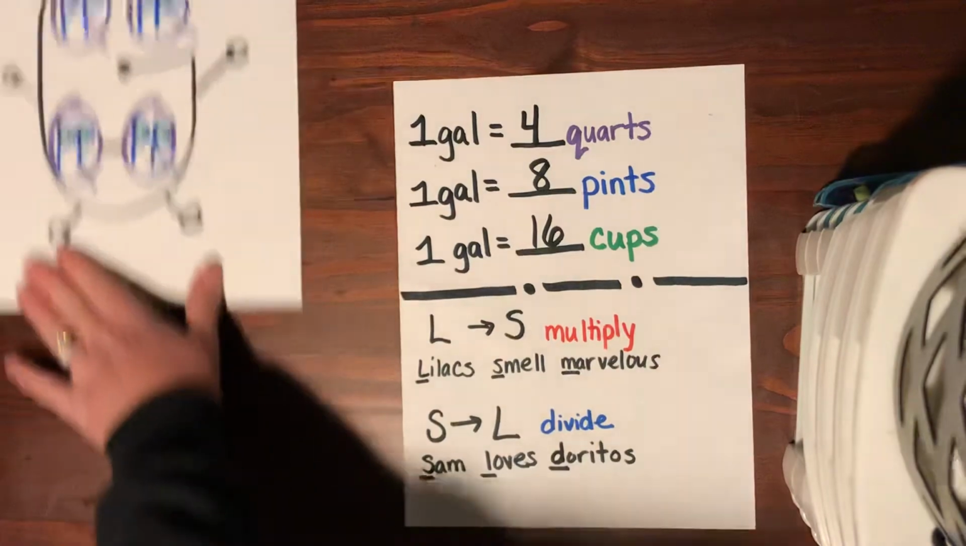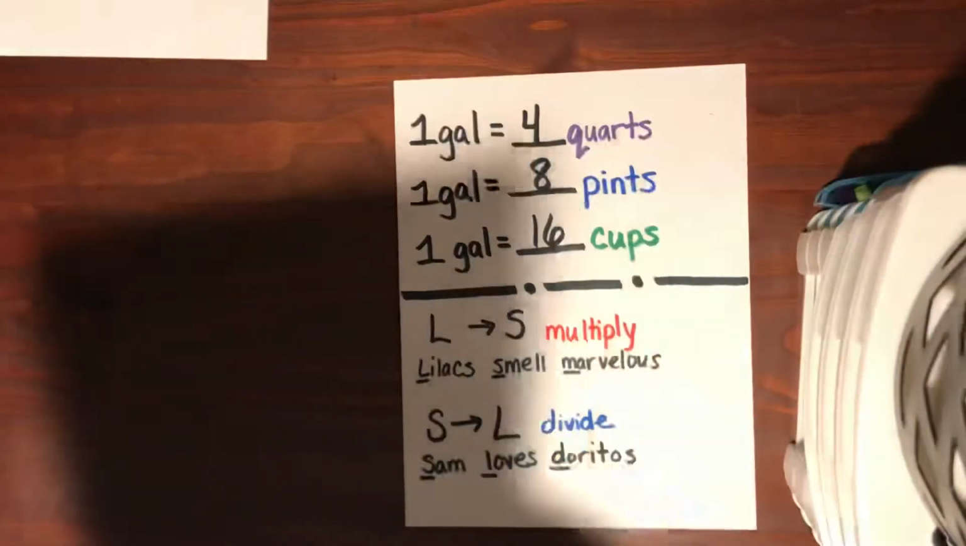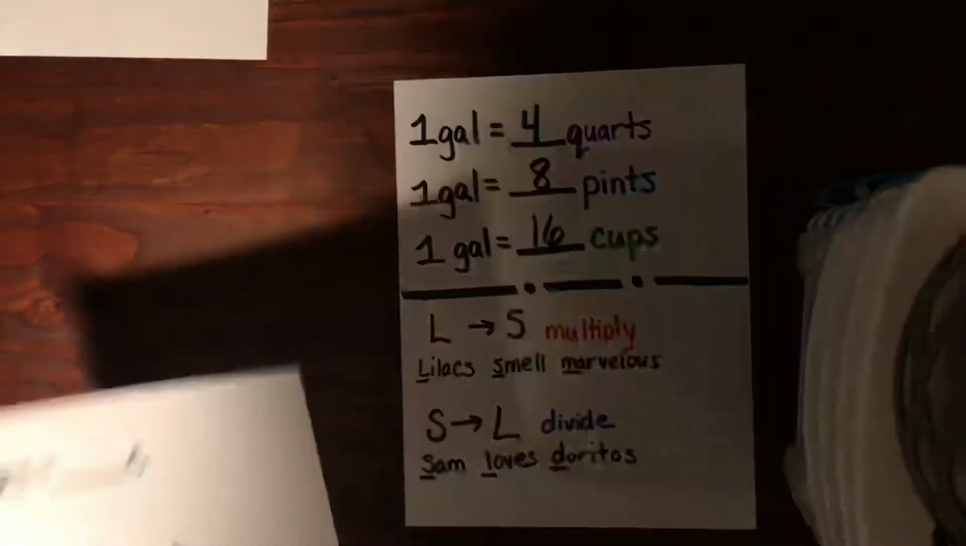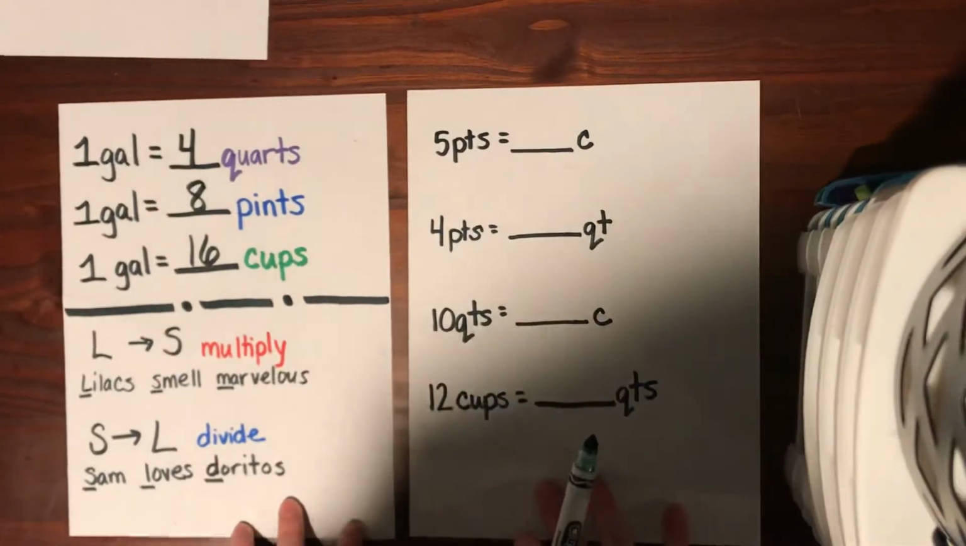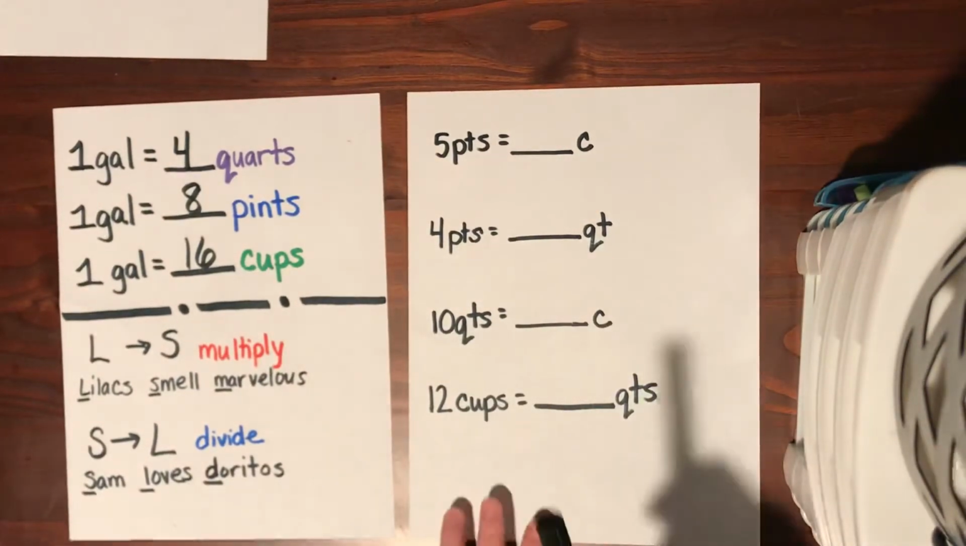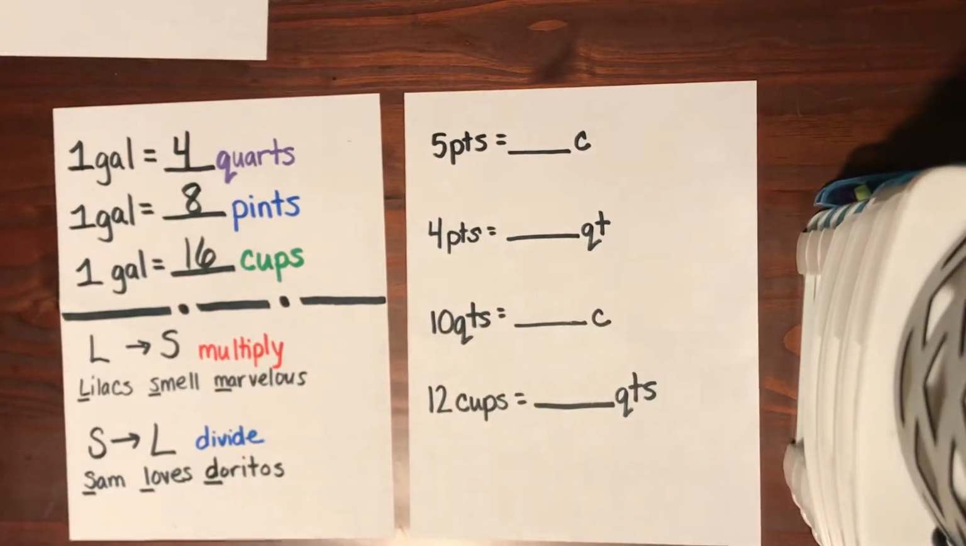So let's put our Gallon Guy to the side. And we're going to try a few problems using these rules now. I'll move this here. All right. So the first one says 5 pints equals how many cups?